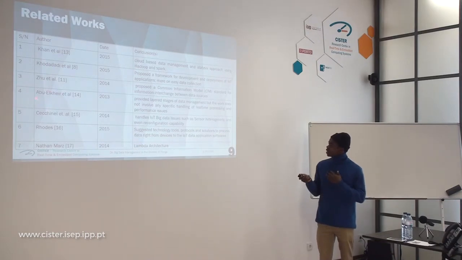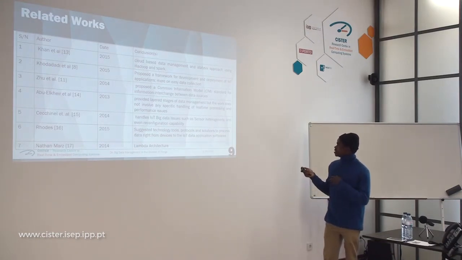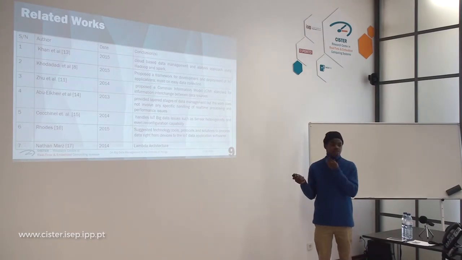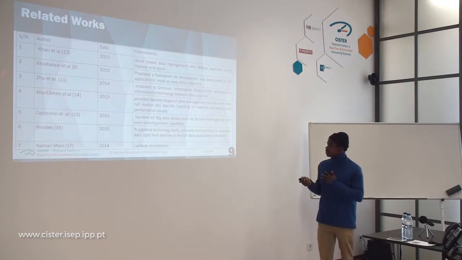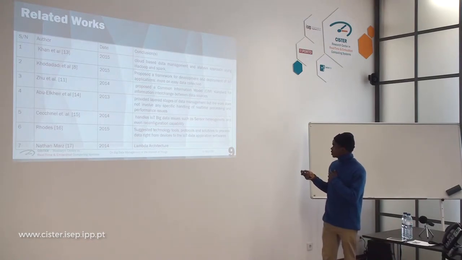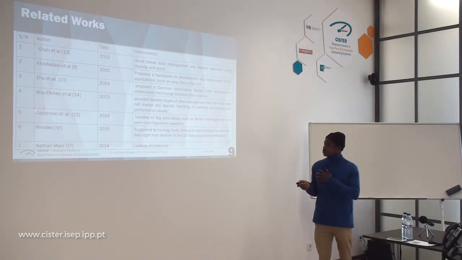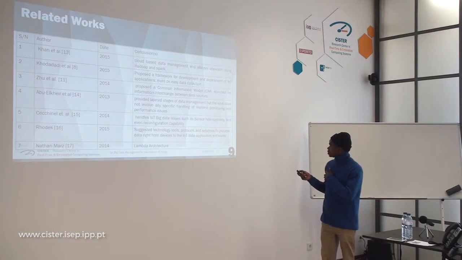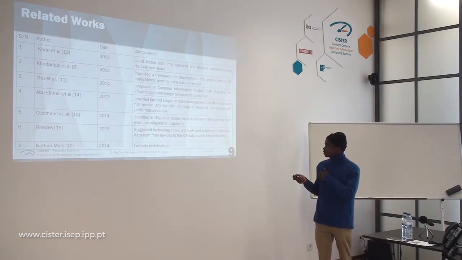Then Abu El Khair et al. provided layered stages of data management. I think they provided about 6 layers of data management here. I believe this, rather than reduce latency, adds more to the latency. Then Chechenil et al. addressed IoT big data issues, such as sensor heterogeneity and reconfiguration capabilities. Then Rhodes wrote a very nice article in 2016 about management of big data. He suggested technology tools and protocols for solutions to process data right from devices to IoT software.